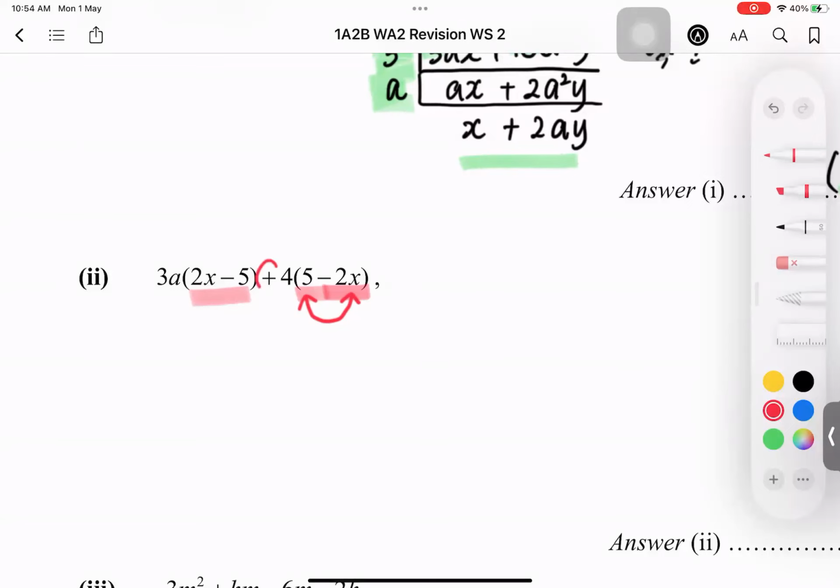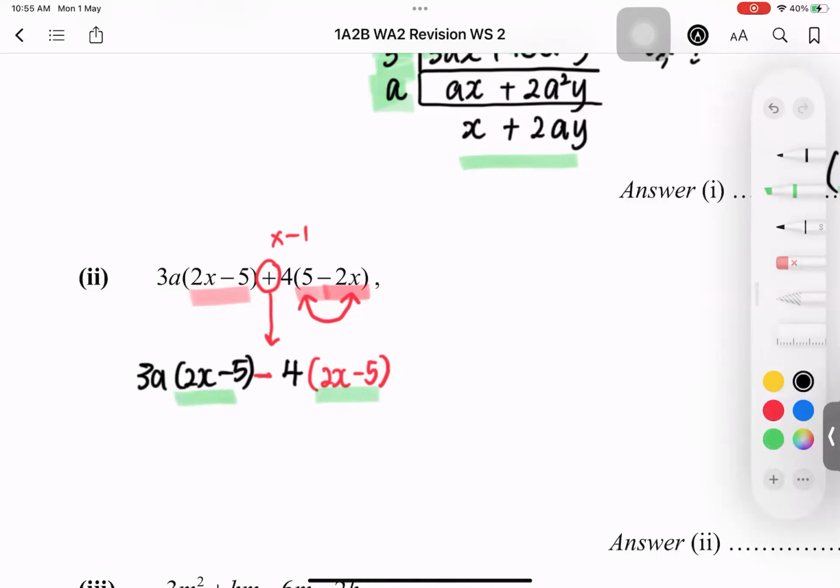Okay, I multiply this one by a negative 1. So this one will change to minus. Then this bracket over here will switch position, 2x minus 5. I'll fill up the rest. This is 3a, 2x minus 5. This one becomes negative 4, 2x minus 5.